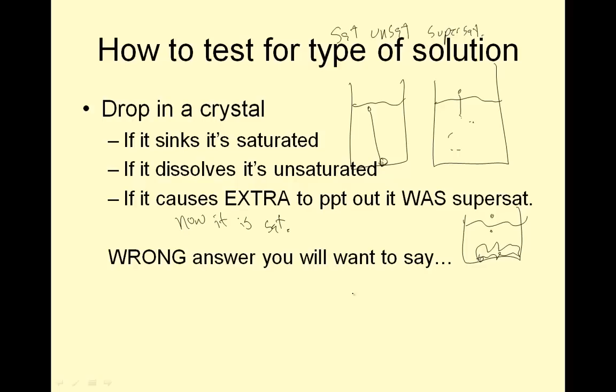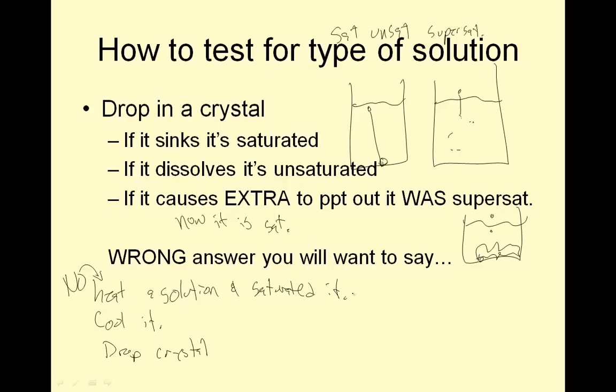What people say, I told you how to make a supersaturated solution. People would say, heat a solution. This is wrong. Heat a solution and saturate it. Cool it. Drop crystal. And precipitate comes out. Now, why is this wrong? What you did right here is you just made a supersaturated solution.